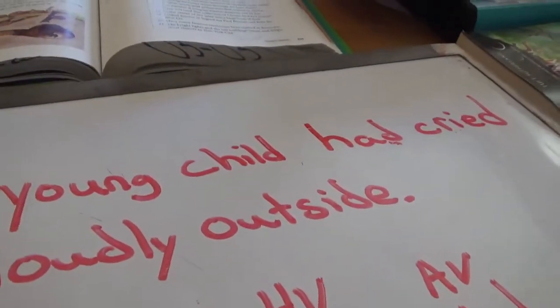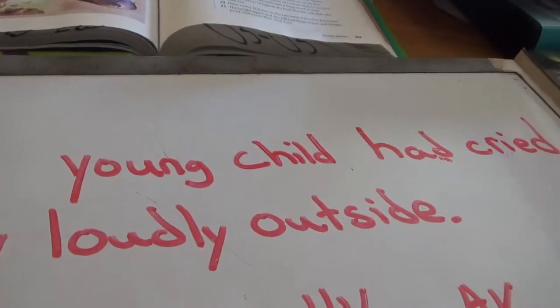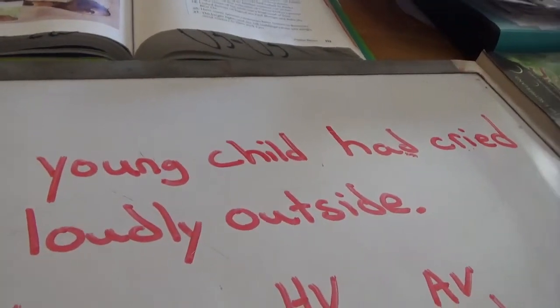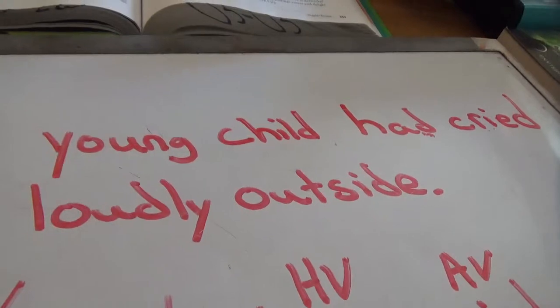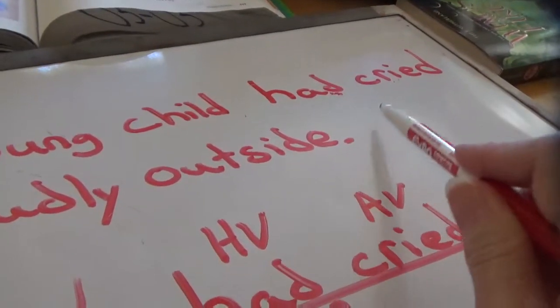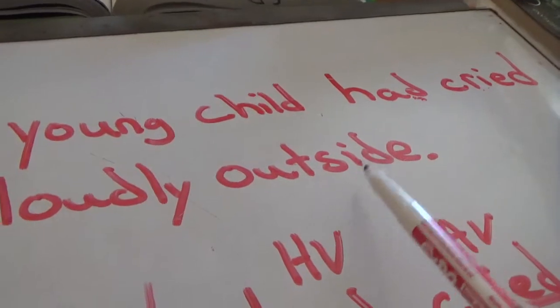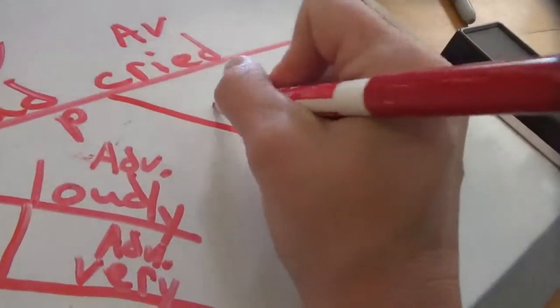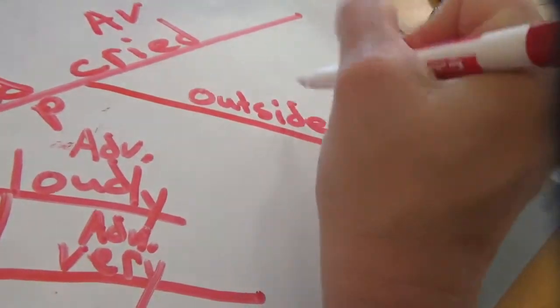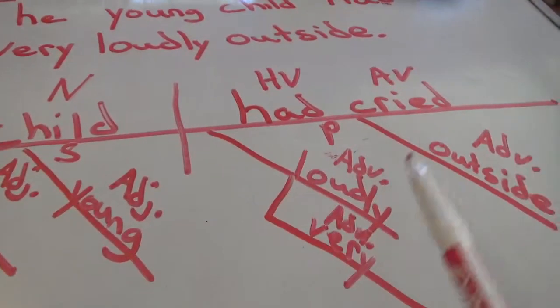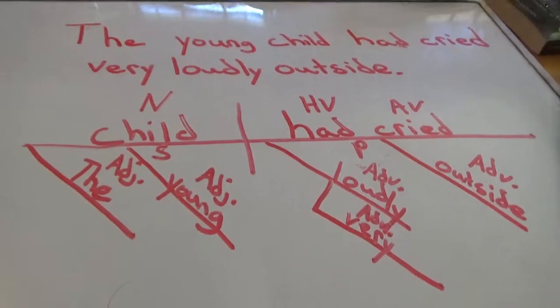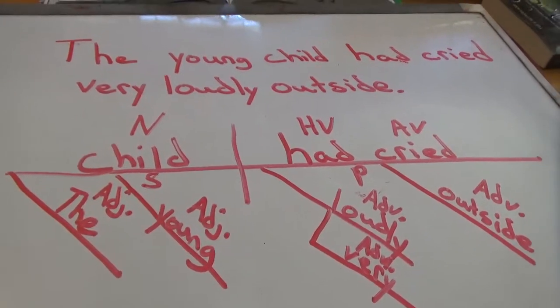Now outside. You might see outside and think, oh, that's a preposition. It can be if it has a prepositional phrase following it and an object, remember, outside the house, then yes, it's a preposition. There's nothing following it. It can't be a preposition without a prepositional phrase, without an object of the preposition. So in that case, it's an adverb. Cried where? Outside. And there are a lot of words that can be prepositions or adverbs. Outside. Cried where? Outside. So outside is an adverb. So let's read the sentence and make sure we've got all the parts. The young child had cried very loudly outside.